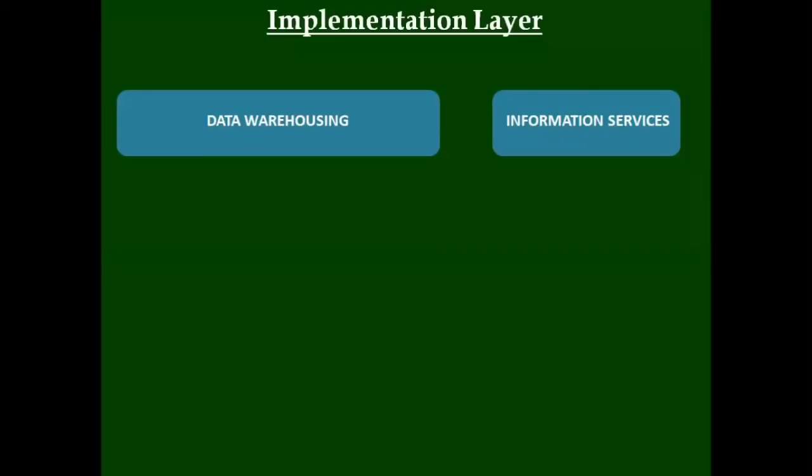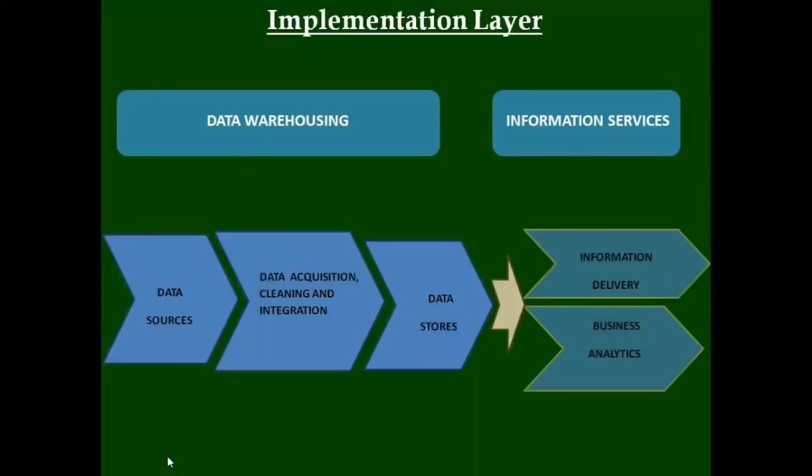The third layer for the business intelligence is the implementation layer, and it contains two parts. The first one is data warehousing and the second is information services. There are three steps for data warehousing. First of all, we have the data source. From these data sources, we acquire the data, we clean the data, and we perform integration operations. After that, we store that data in the warehouse.